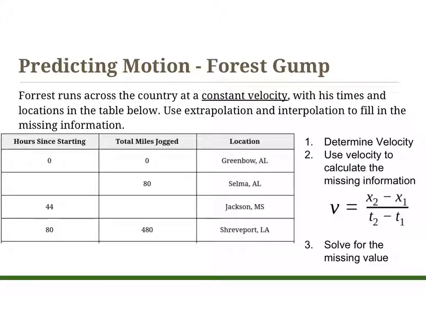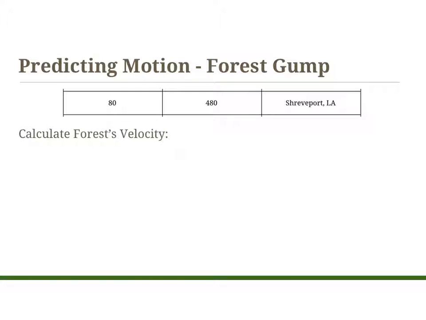So now we need to talk about predicting motion and Forrest Gump and some other things. Again, we're going to determine our velocity, and we're going to use our velocity to calculate the missing information using the formula below, and then solve for the missing value. I'm going to use the only part of my data table that gave me two values. The page says calculate Forrest's velocity. So this time, I'm going to calculate Forrest's velocity by using change in x over change in t.